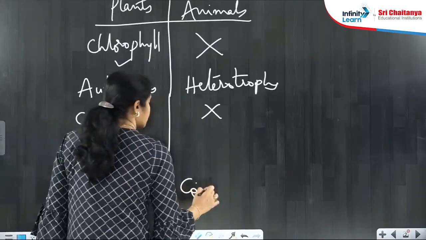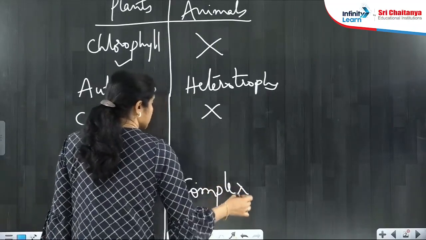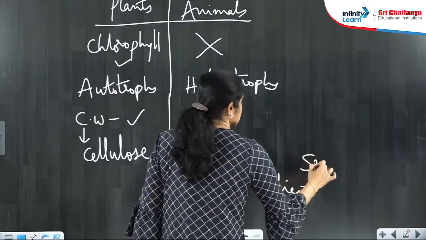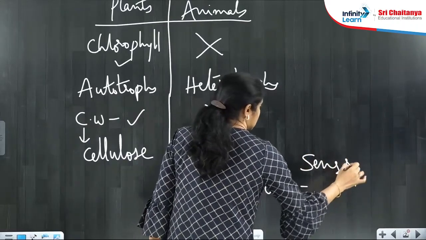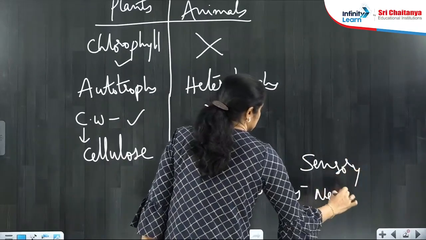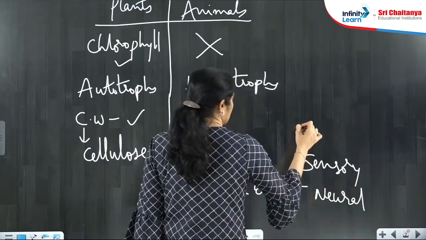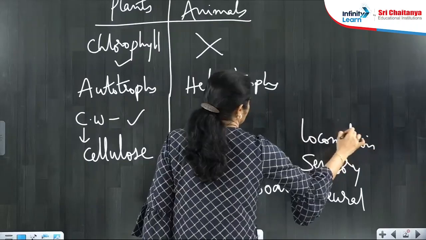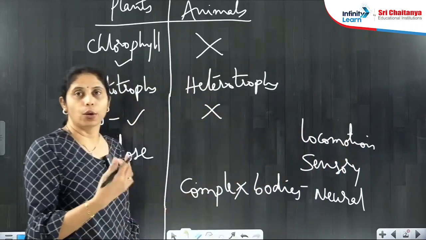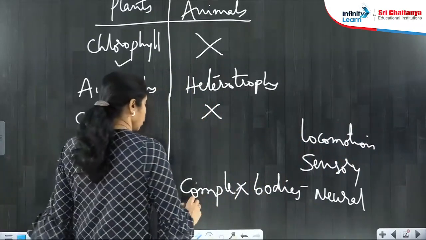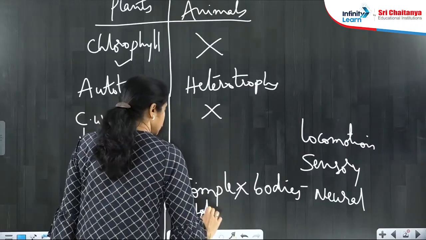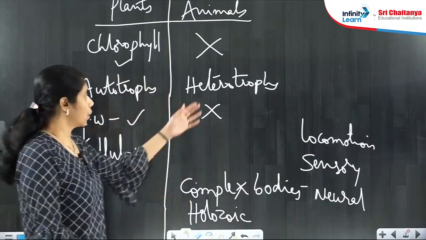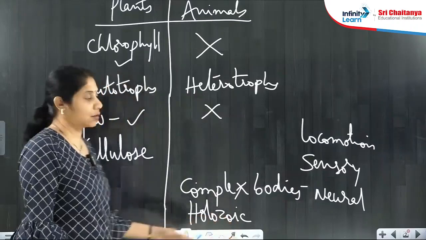Animals have complex body organization, complex bodies, because they have a sensory system, neural system, and then a locomotory system, because most of them will show locomotion. They have pattern formation, growth, and a holozoic mode of nutrition. All these things will be there in the animals.